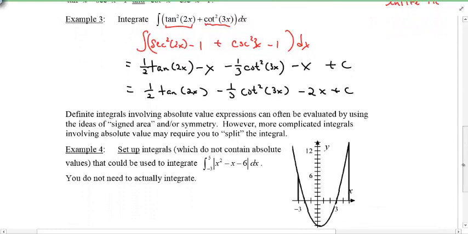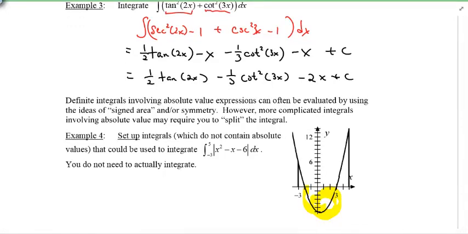Now, sometimes you're going to get things like this, where I'm asking you for the integral of the absolute value of these functions. Now, remember back in grade 11 when you did absolute value functions? What happened to the stuff that was below the x-axis? You are correct. It got flipped up and made positive. So what I'm drawing here in red is the absolute value of x squared minus x minus 6.